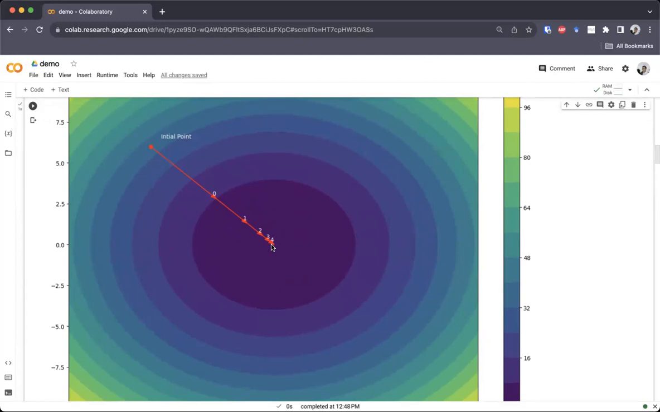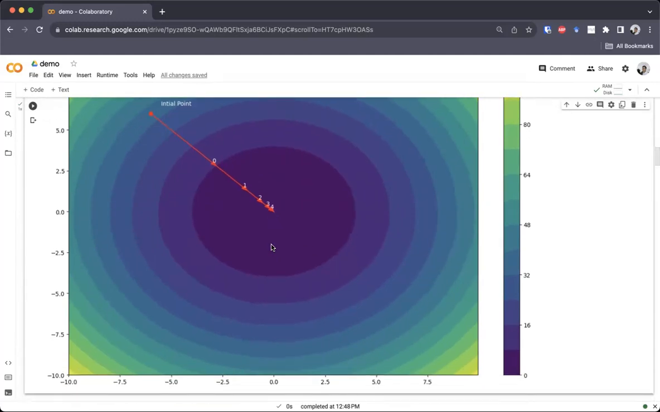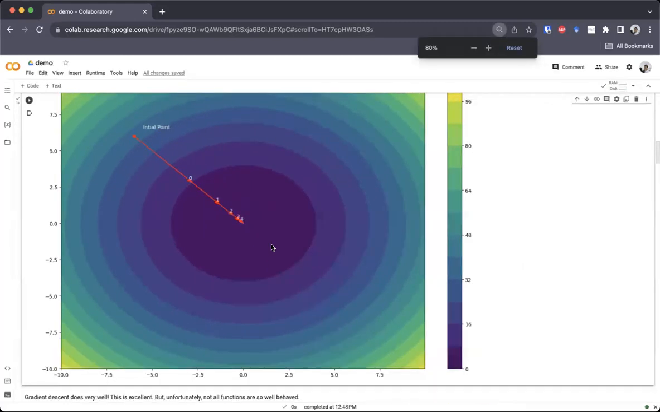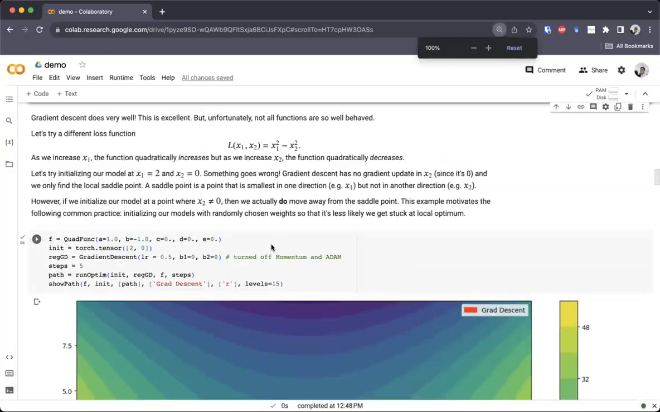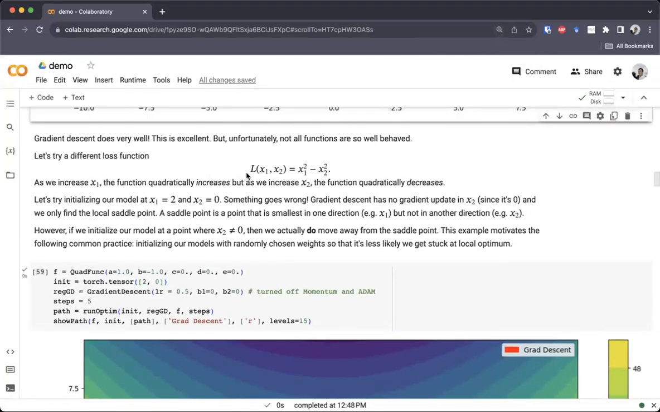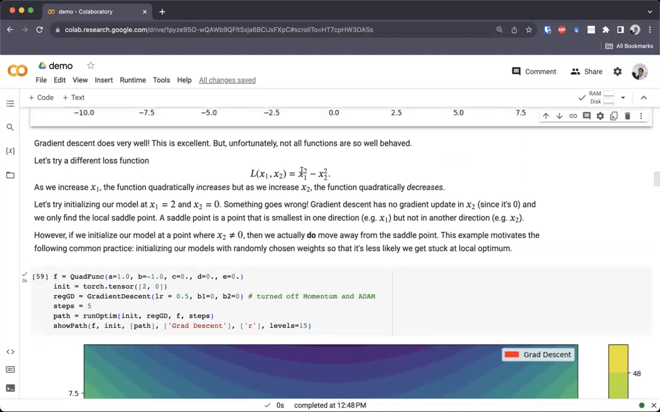Okay, so far gradient descent is working really well, but unfortunately not all of our loss functions are this well behaved. In fact, as we increase the dimension, we don't really expect them to be this well behaved. So we can talk about another loss function, which is very similar. It's just, instead of adding x1 squared and x2 squared, we define it as x1 squared minus x2 squared. Notice that if we simply increase x1, the function quadratically increases, but as we increase x2, the function quadratically decreases.